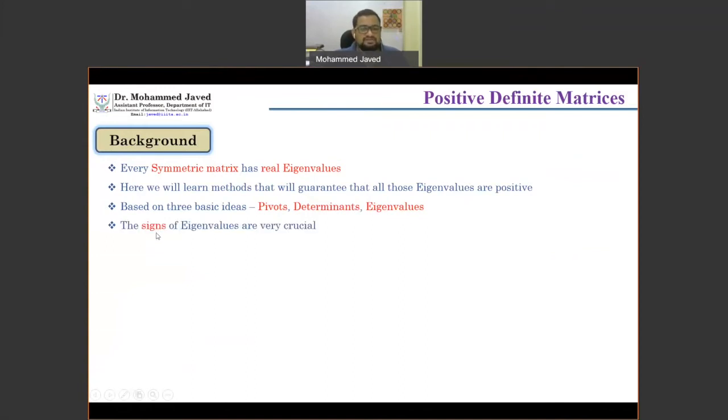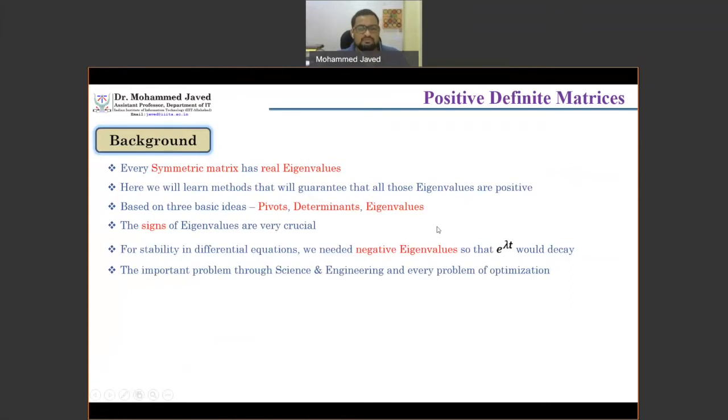And the signs of eigenvalues are very critical. For stability in differential equations, we need negative eigenvalues so that e to the power lambda t would decay. And this is an important problem in data science, engineering, and every problem of optimization. The major goal is to find the minimum point in such problems.